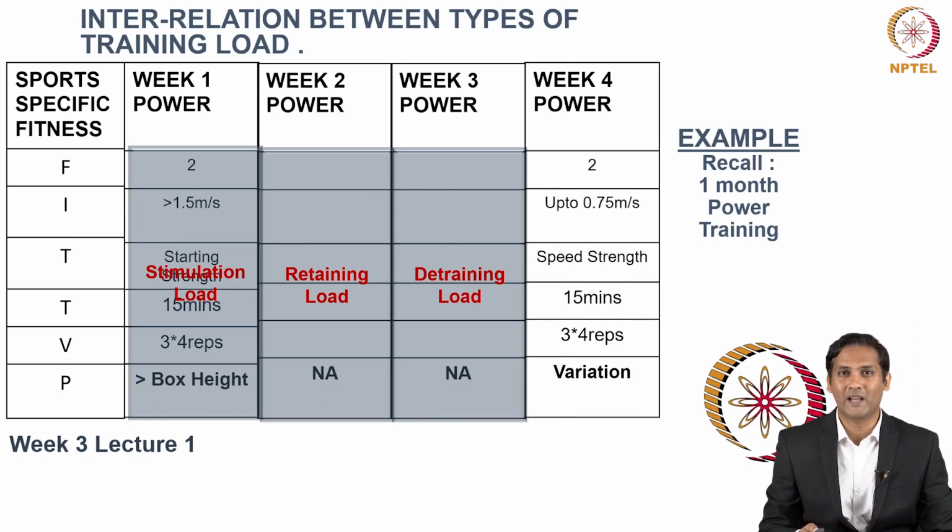Now, in order to get a stimulation or in order to improve your fitness level, what you need to give? You need to give a progression, in this case, progression in terms of variation, and that would start a new cycle of supercompensation.